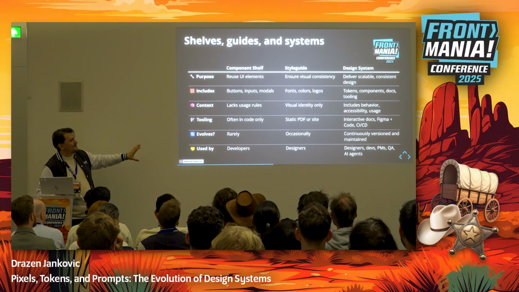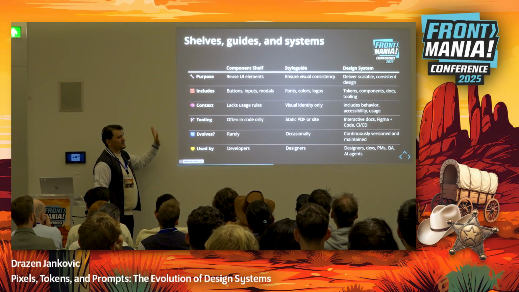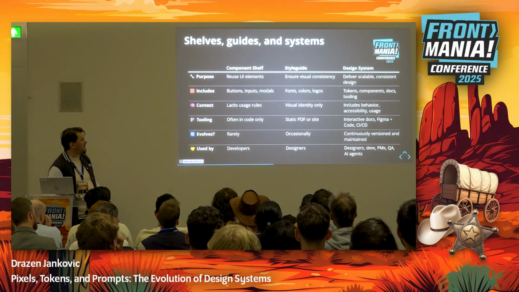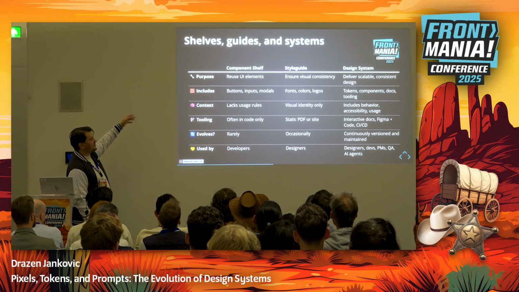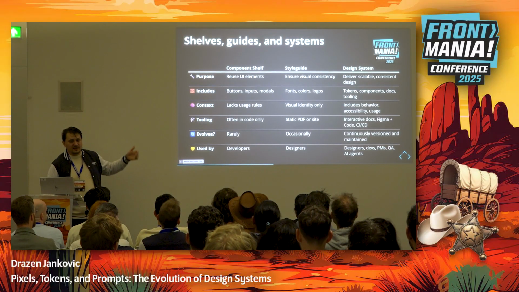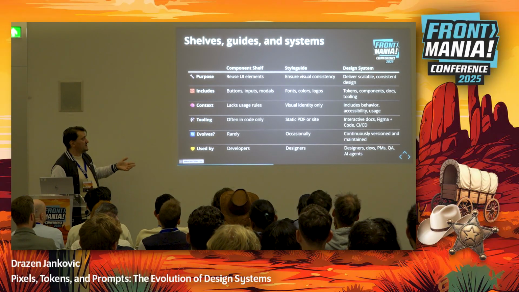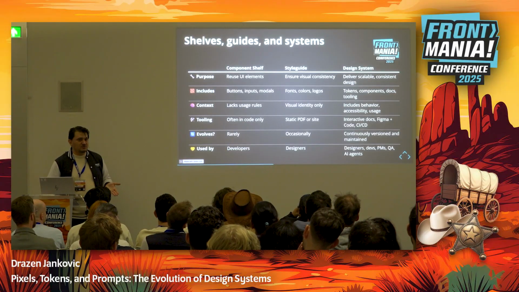In a quick glance, all of the differences between all of these things, just go later to the document, to the slide, and you can see them, or take a picture, whichever one you want. But basically, the purpose of component shelves was, I just want to have reusable elements. That's about it. It had some things like buttons, inputs, modals, so on, but nothing really much. It had no rules. Updating, it was just like in code.